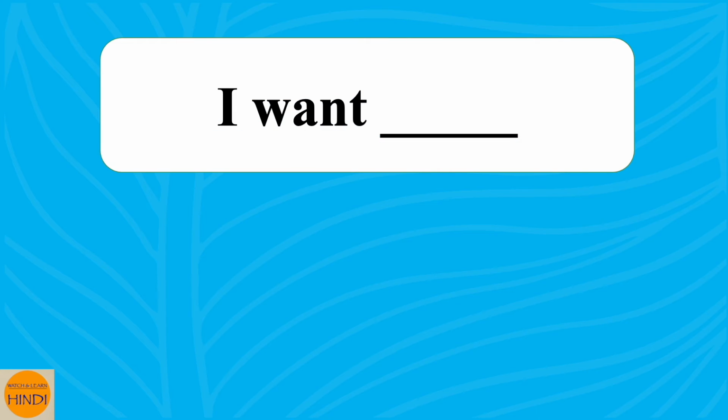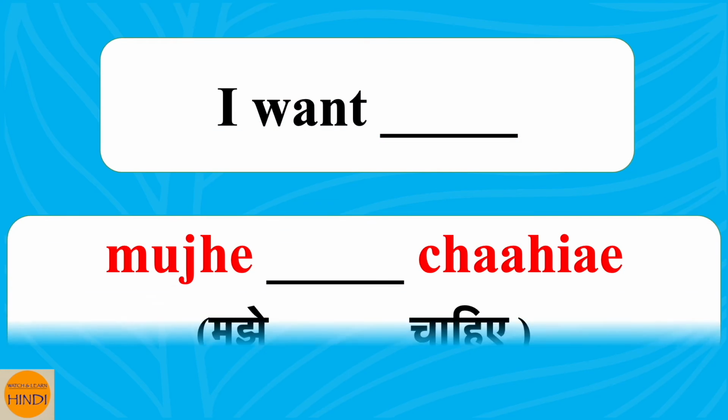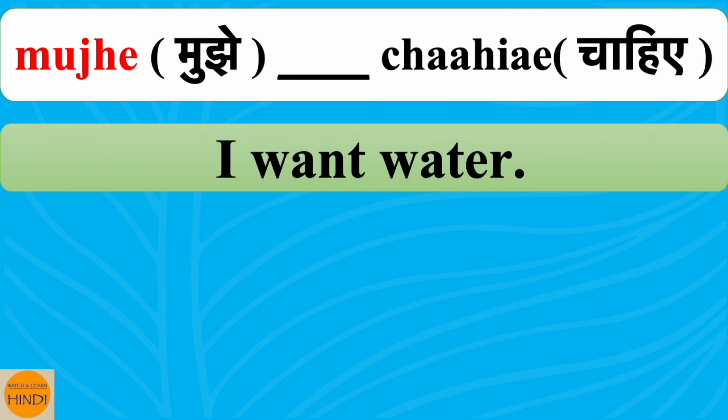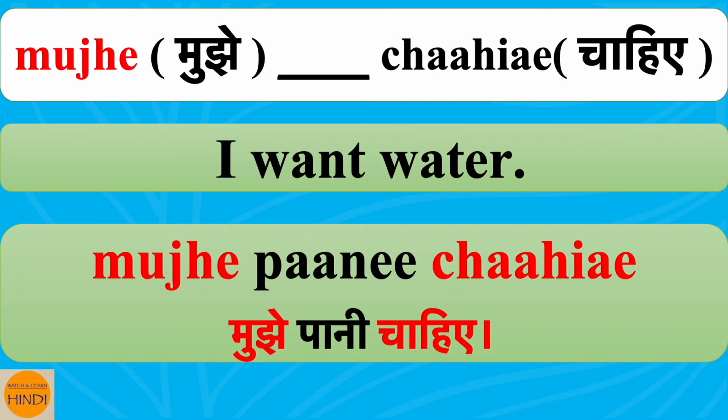Next is I want, which in Hindi will be मुझे, and then you end the sentence with चाहिए and rest of the sentence is in between. An example for that is I want water. So you can say मुझे पानी चाहिए, where पानी is water. मुझे पानी चाहिए.